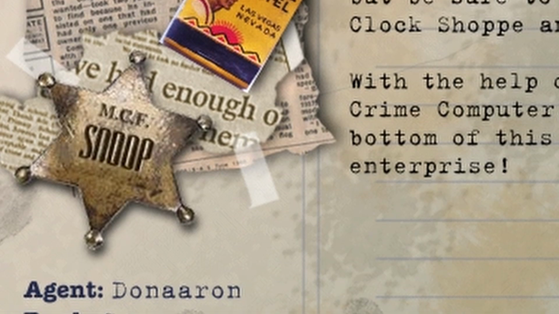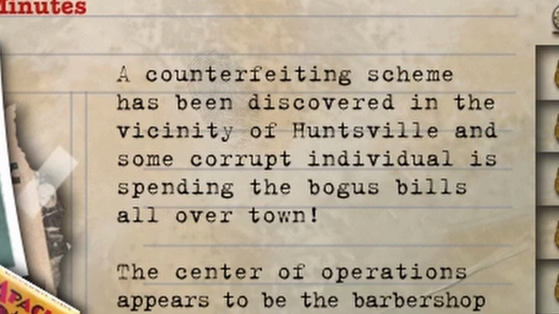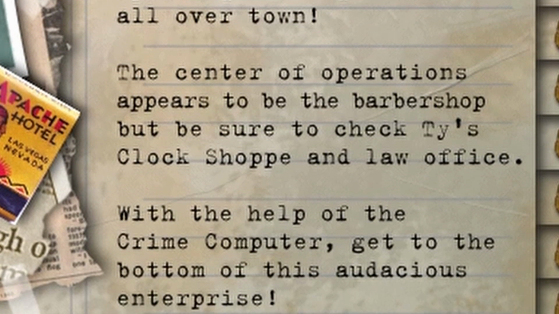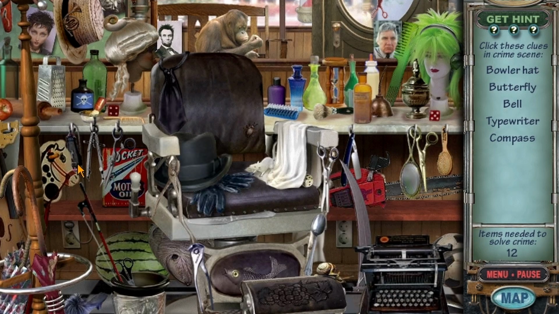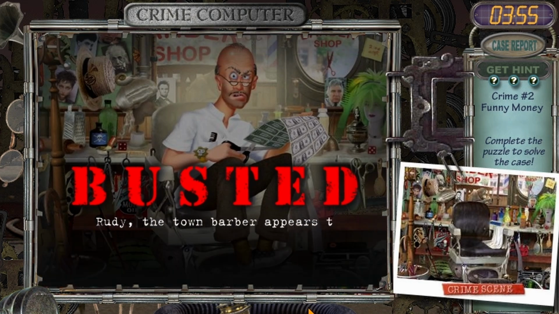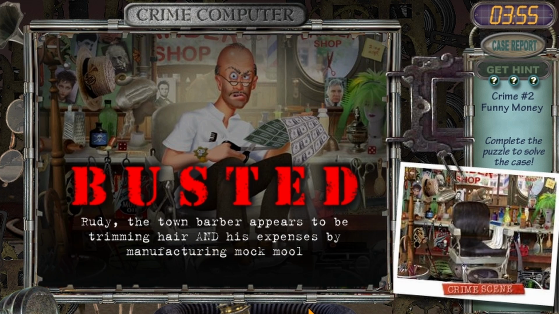The second case with the rank of a snoop is called Funny Money. A certain corrupt person is spending fake money all over the town, and the center of the operations is the barbershop in Huntsville. Therefore, the criminal behind the bogus bills is no other than the man who owned the barbershop named Rudy, who is snipping fake printed money with a hair cutting shear.